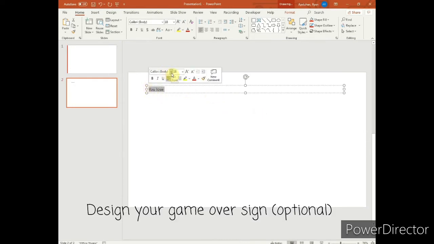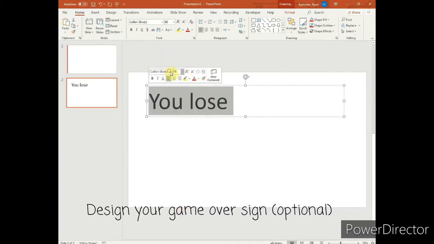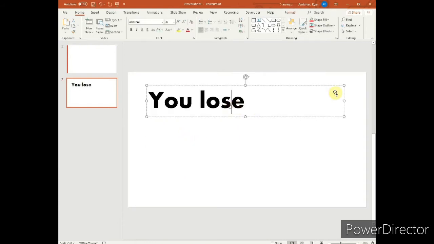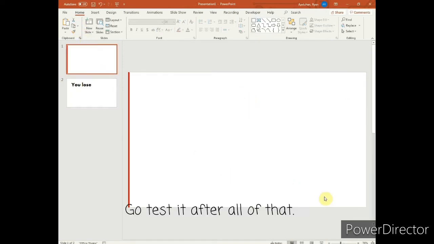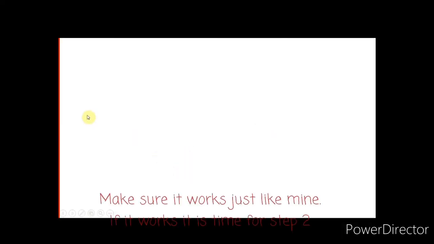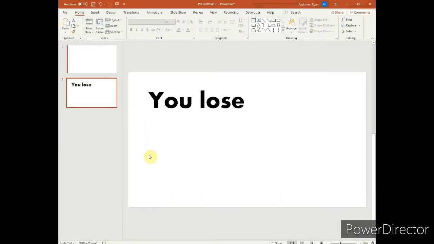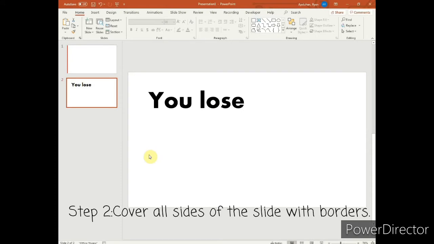After you write your sign, go design your sign. The better the design you create, the more presentable it is. After you're done with all of that, go test it out. If it doesn't work, repeat the steps. Oh, my mouse is out of the screen. As you can see, mine works. So that means step 1 is done.